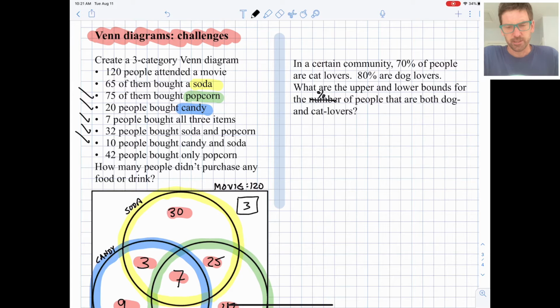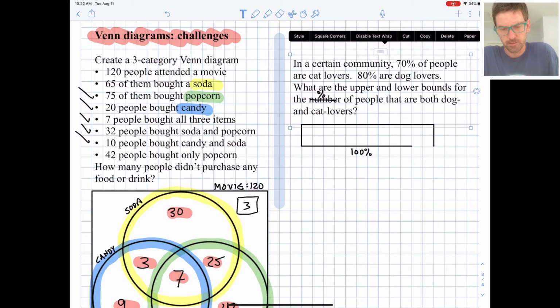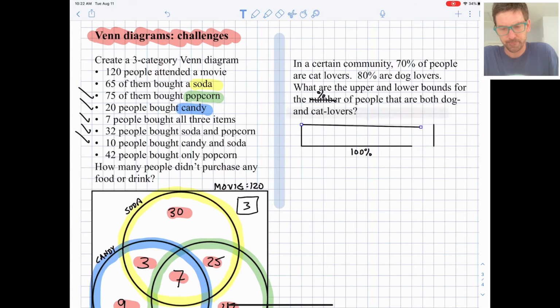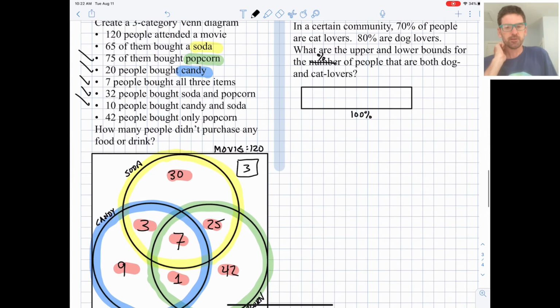Okay, I'm going to try to draw a picture here to see if this helps. Let me draw a rectangle first. All right, and this is going to represent my whole, my 100%. And let's make that exactly 10 squares. Okay, and so that's our 100%.